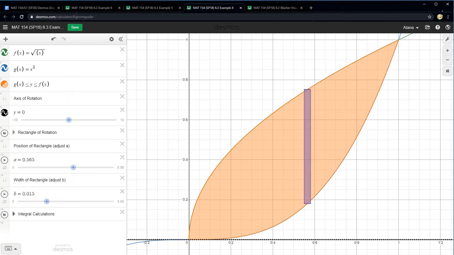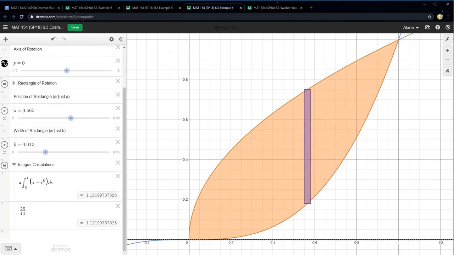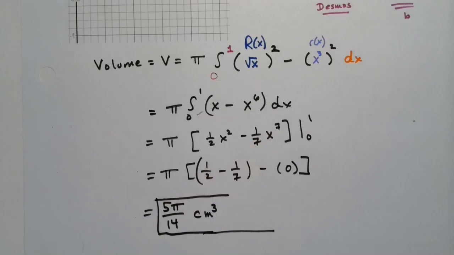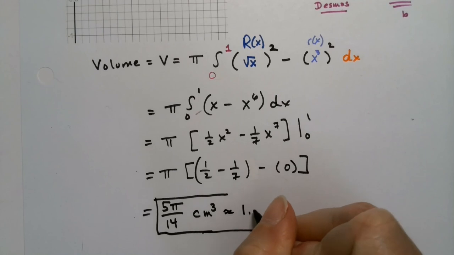And then the integral calculations I actually have right here. So from 0 to 1, x minus x to the 6th, which is in fact 5 pi over 14, which is 1.122, right? So I could say 1.122 centimeters cubed.